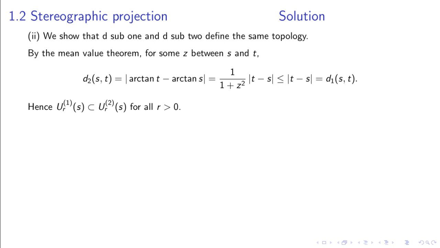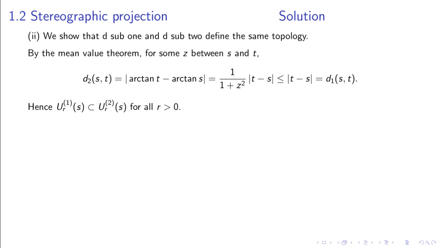The factor 1/(1 + z²) is less than or equal to 1, so d₂(s,t) ≤ |t − s|, which is d₁(s,t). Thus, if t is in the open ball with respect to d₁ of radius r around s, then d₁(s,t) < r, and in particular, d₂(s,t) < r.